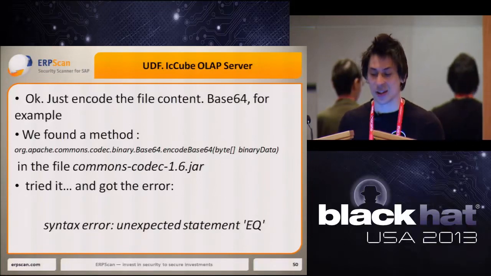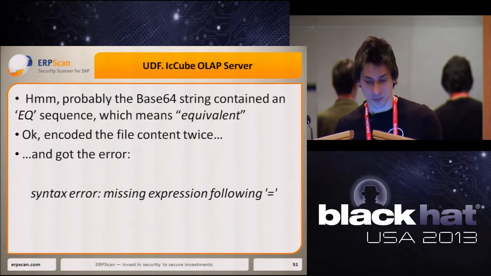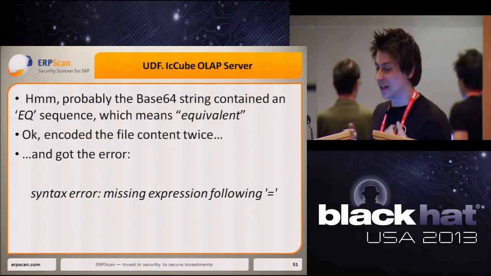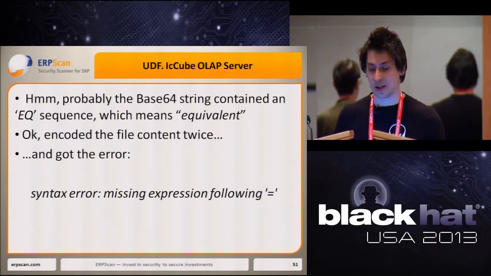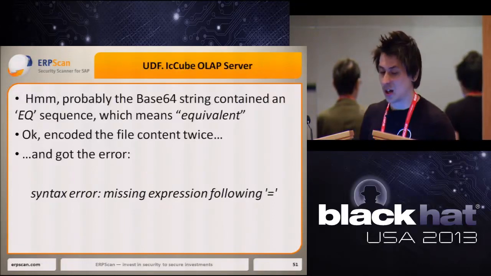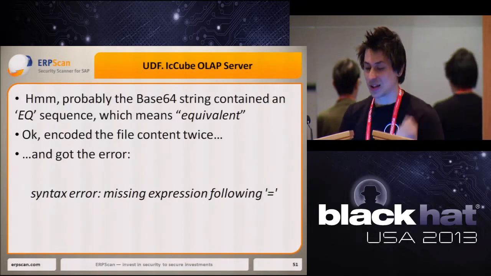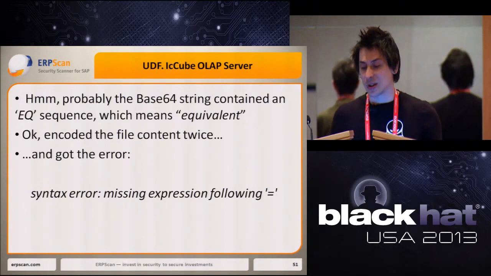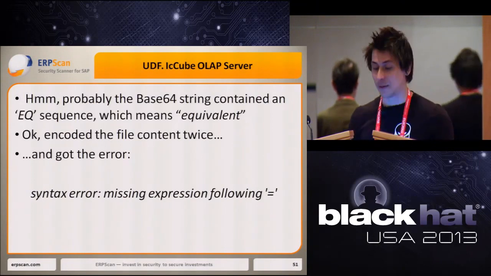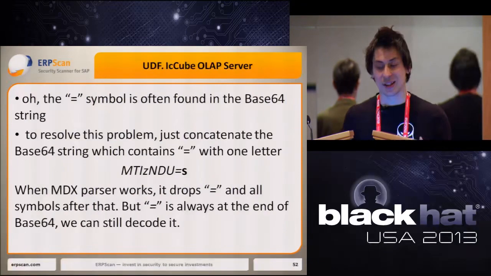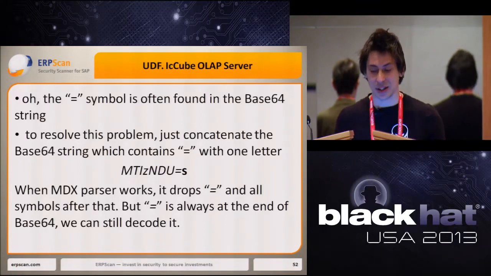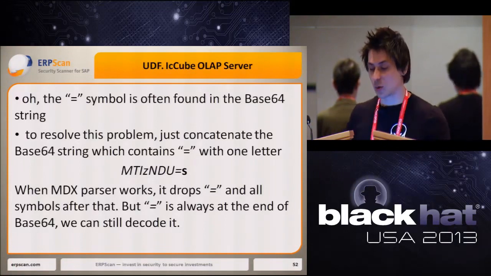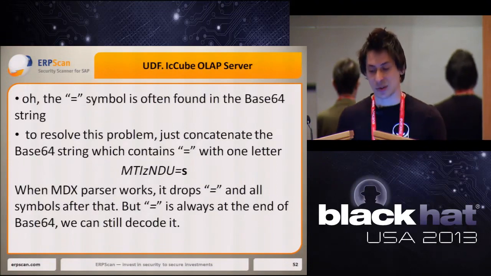We got the error, syntax error, unexpected statement AQ. The base64 string probably contains an AQ sequence, which means an operator in MDX. Okay, encode the file content twice, and we got an error again. The parser returned an error about a missed expression after the equal operator, because the equal symbol is frequent at the end of base64 strings. To resolve this problem, just concatenate the base64 strings which contain equal symbols with one letter, and then the expression will be correct. When the MDX parser works, it drops equal symbols and all symbols after that.